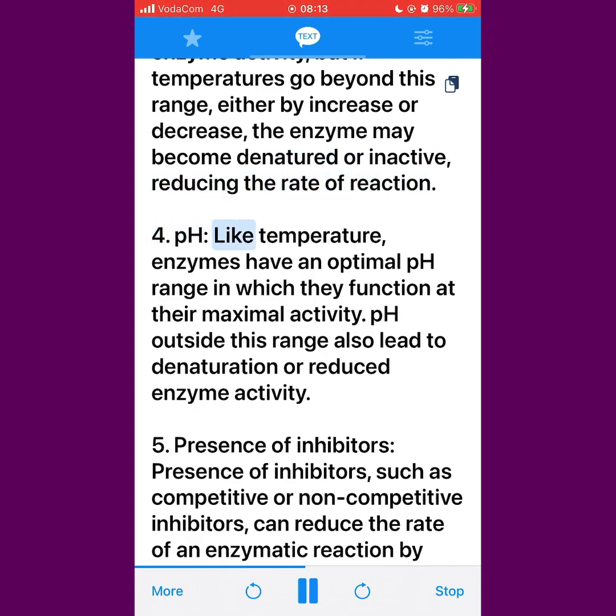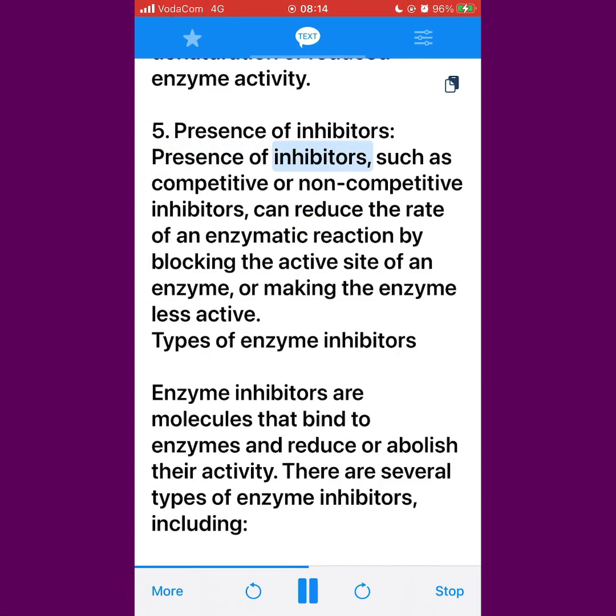4. pH. Like temperature, enzymes have an optimal pH range in which they function at their maximal activity. pH outside this range can also lead to denaturation or reduced enzyme activity. 5. Presence of inhibitors. Inhibitors, such as competitive or non-competitive inhibitors, can reduce the rate of an enzymatic reaction by blocking the active site of an enzyme, or making the enzyme less active.